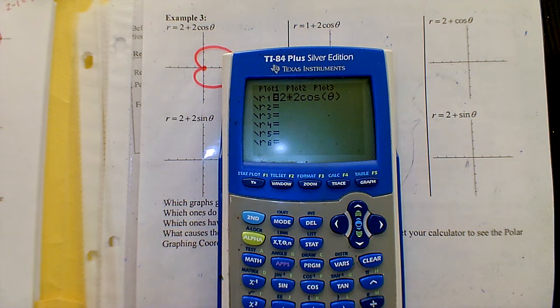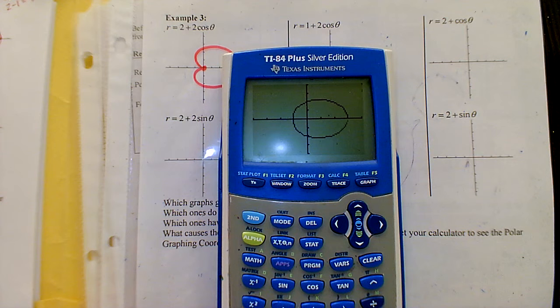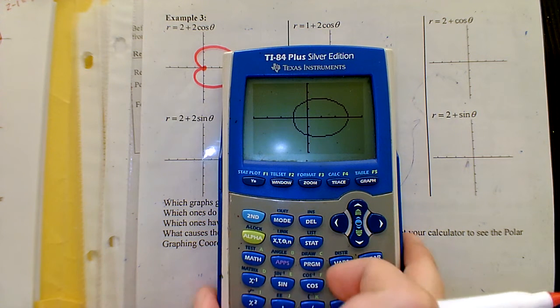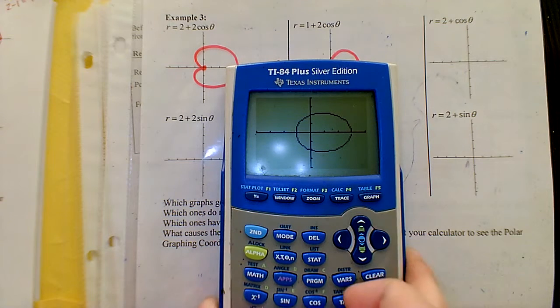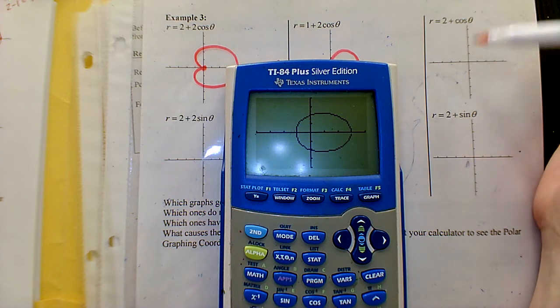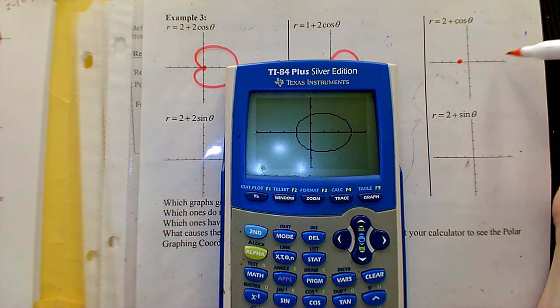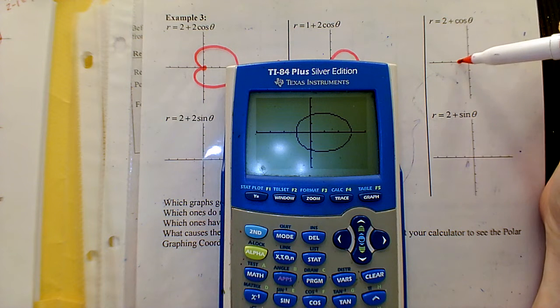Let's try the next one. 2 plus 1 cosine. That one doesn't have a loop, but it doesn't go through the pole either. Looks like we go out to -1 and then 3.